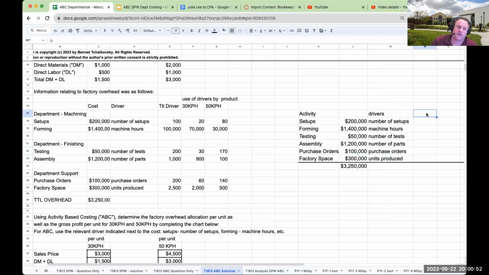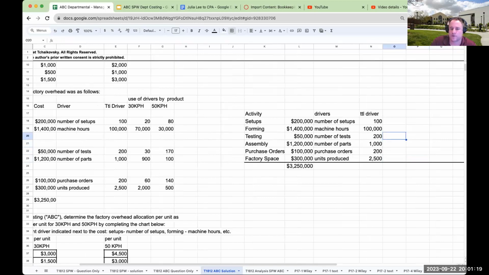What I'm going to now need to do is to figure out, well, what is my total driver amount? My total driver amount over here is going to be 100 for the number of setups, 100,000 for the number of machine hours, 200 for the number of tests, 1,000 for the number of parts, 200 for the number of purchase orders, and then 2,500 for the units produced.